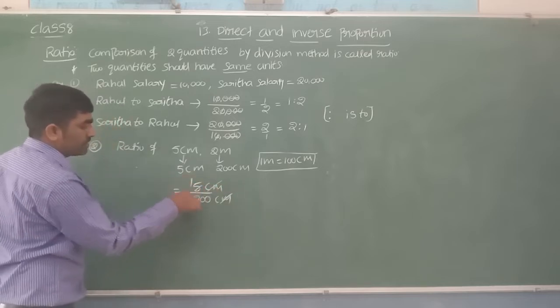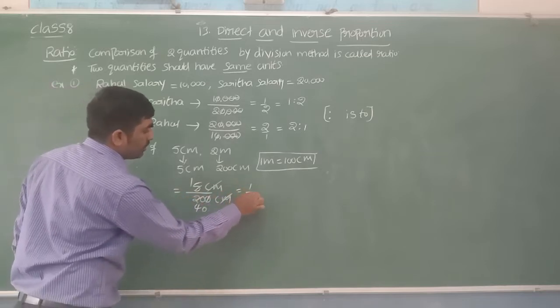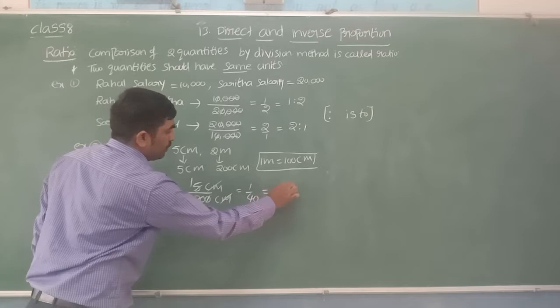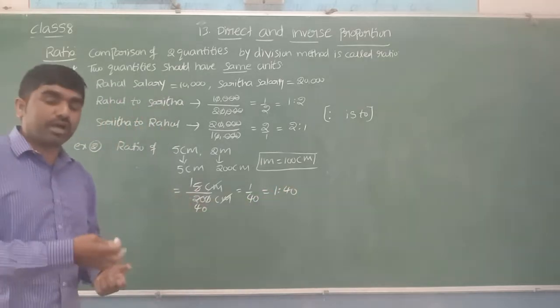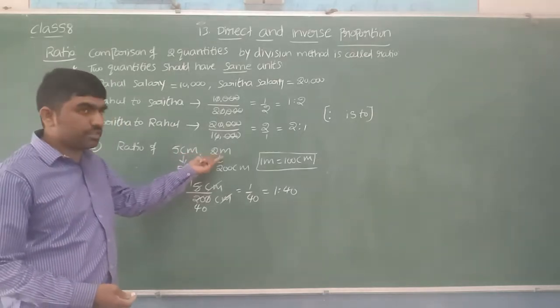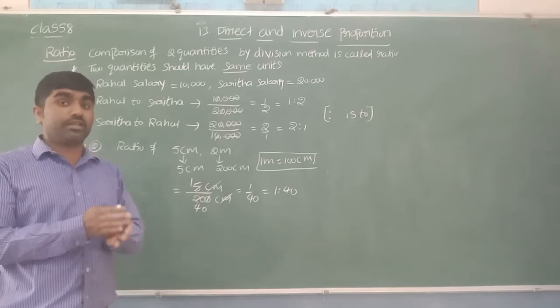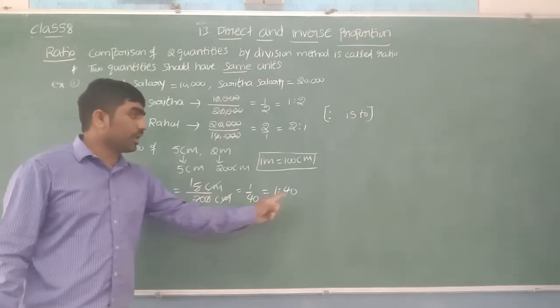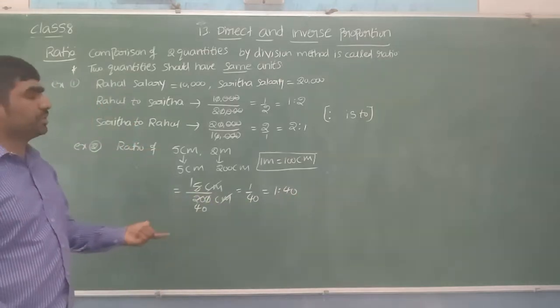Centimeter cancels. 5 ones are 5, 5 forties are 200. So we can write 1 by 40, that is 1 is to 40. Like that you can find the ratio, comparing quantities by division method. If they have different units, you make them the same units, then you can compare by division method. And the important key point is that there are no units for ratio. This is about the ratio.